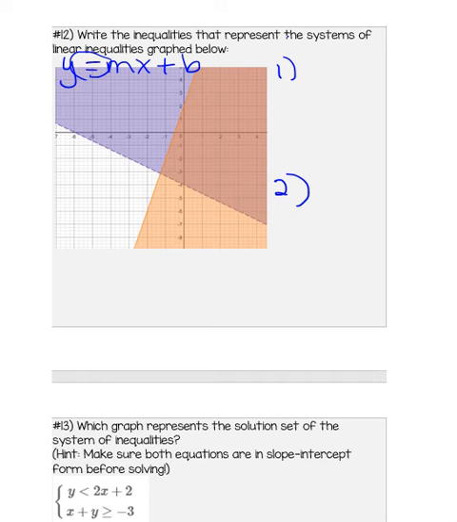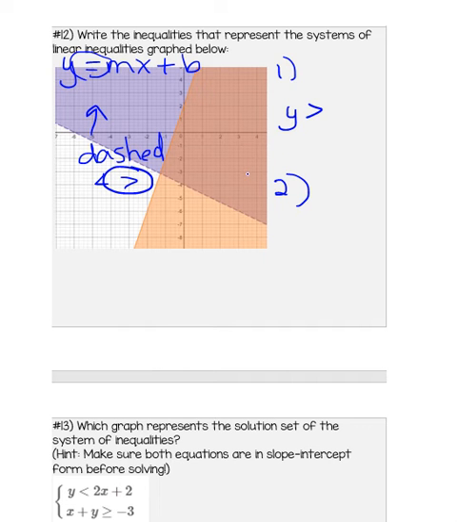So if I start with the blue guy, or purple-ish, I see that it's dashed, okay? So if it's a dashed line, I know I'm going to have to use less than or greater than. Now, if I take that line and I point my arrow up, I see that I'm shaded above that line. So if I'm above that line, I'm going to have to use a greater than symbol. So y is going to have to be greater than. That's how I determine which symbol to use.